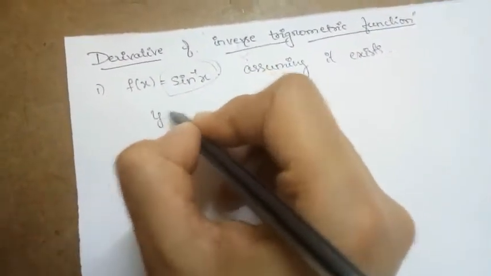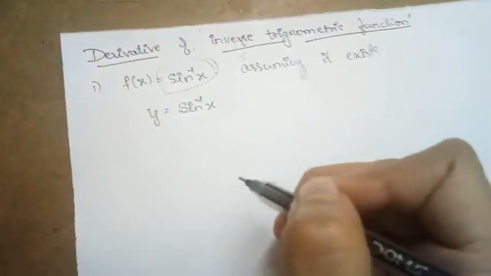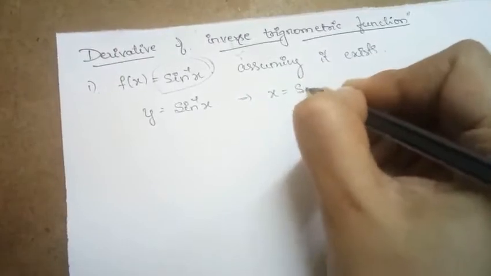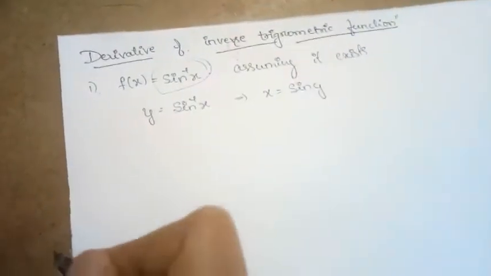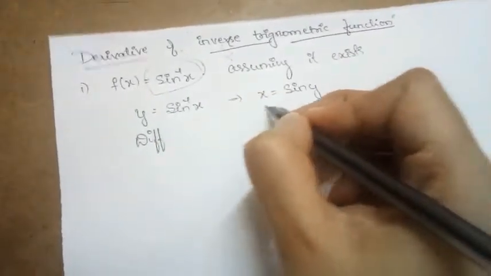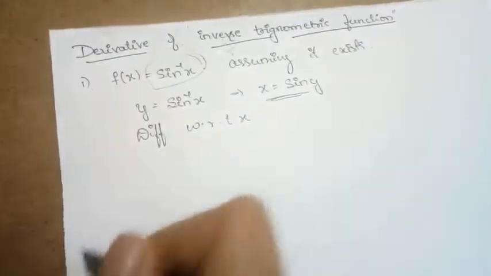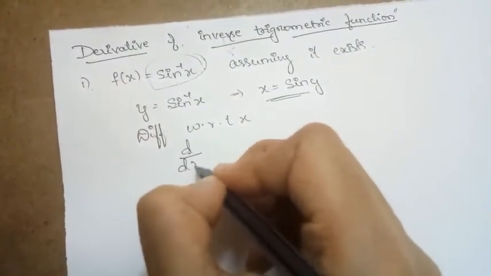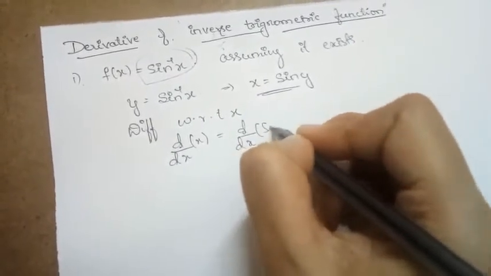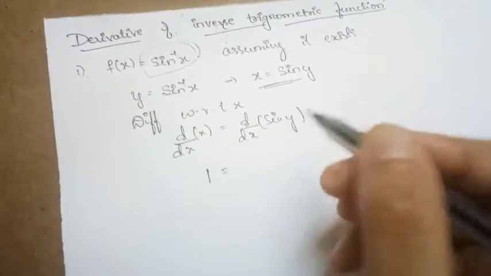I'll take y = sin⁻¹(x). So what happens? y = sin⁻¹(x) means x = sin y. So x = sin y. Now I am differentiating x = sin y with respect to x. d/dx of x is equal to d/dx of sin y. So the differentiation of x with respect to x is 1.